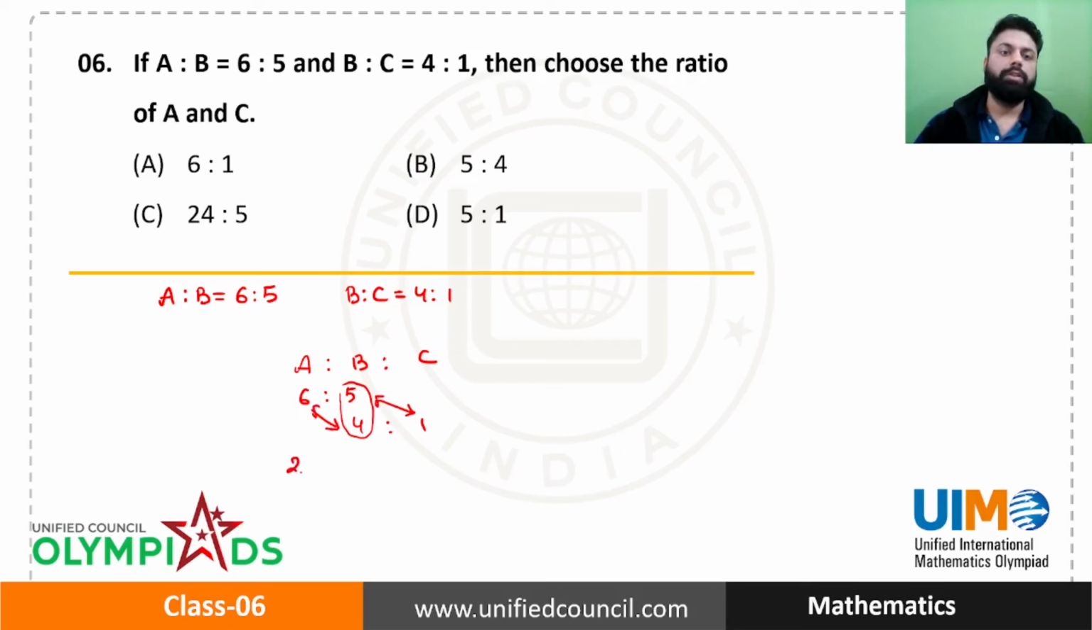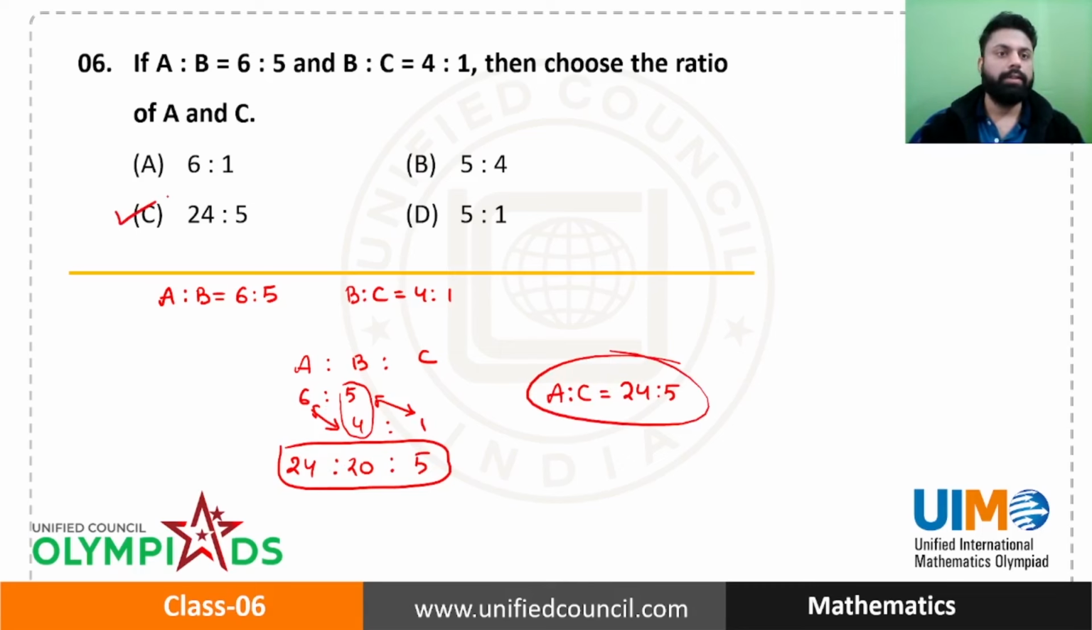6 multiplied by 4 is 24. 5 multiplied by 4 is 20. 5 multiplied by 1 is 5. So this is the ratio for A is to B is to C. So A is to C is equal to 24 ratio 5. C option is the correct answer.